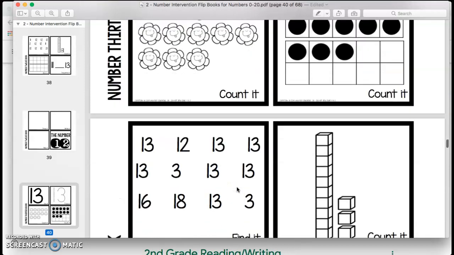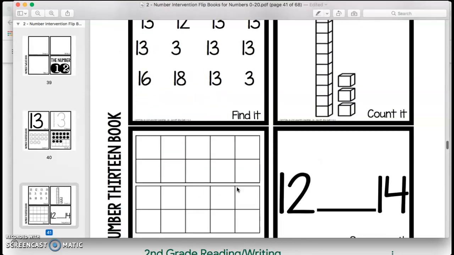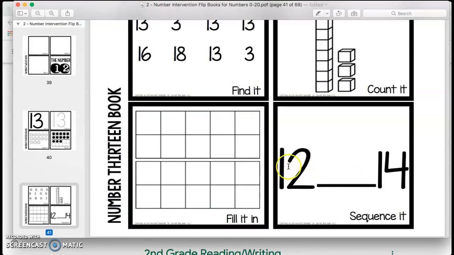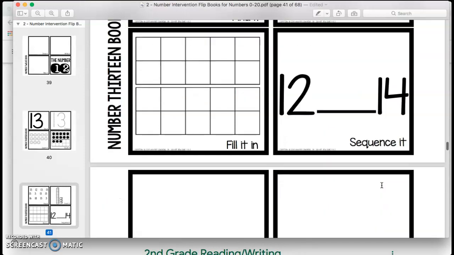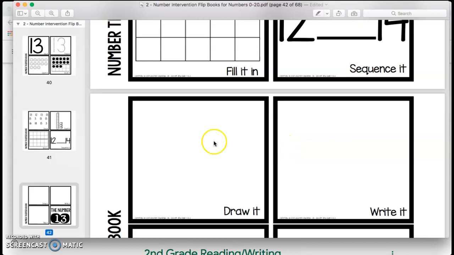We'll skip our 10 boxes, 10 frame boxes. And then let's just do our sequencing. So what comes after 12? 12, 14. What comes after 12? 11, 12. Say 13 and write 12, 13, and 14. Go ahead and write that on your paper. I want you to draw something with 13, maybe 13 circles, and then I want you to write the number 13.